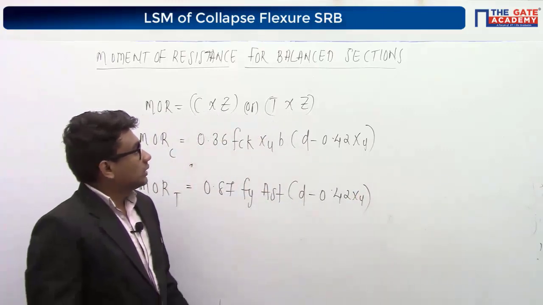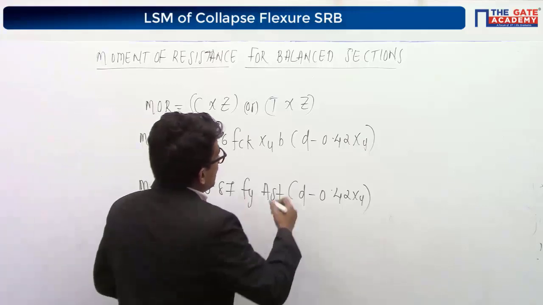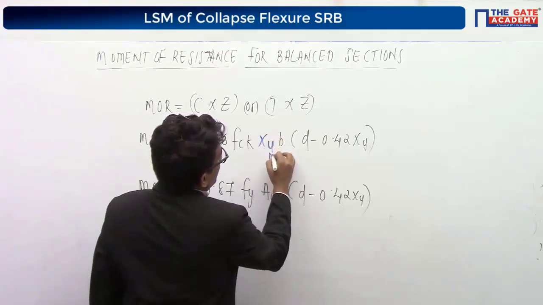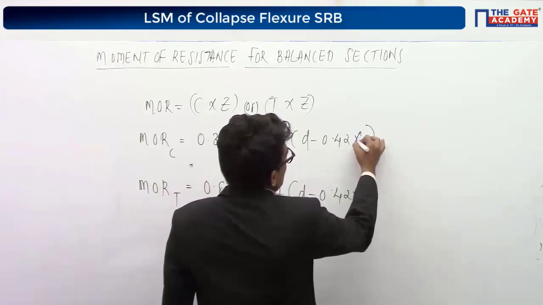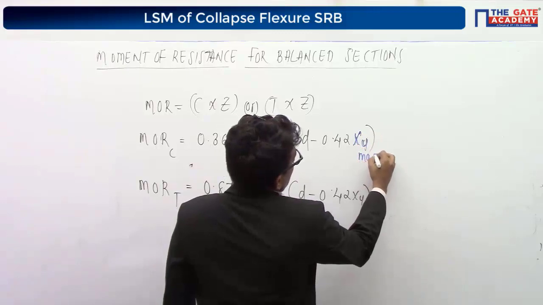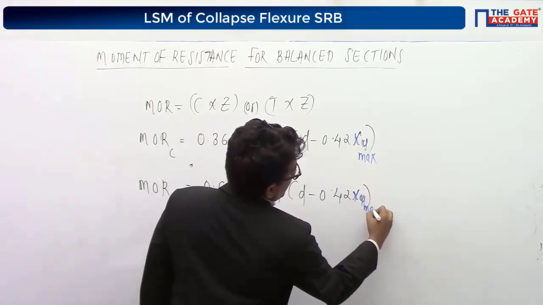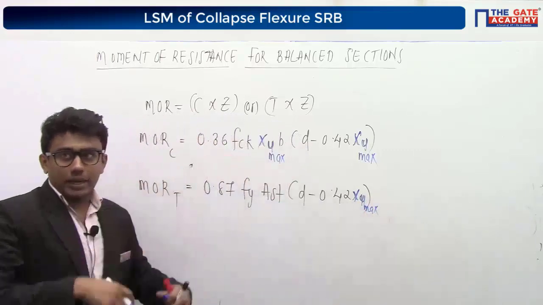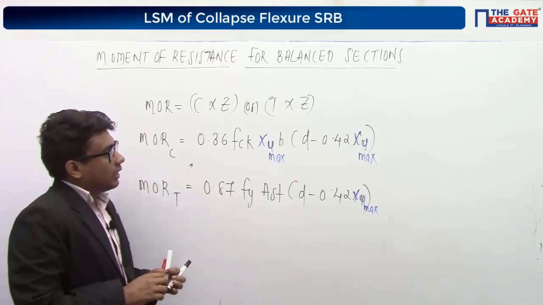See, in balanced sections, we already discussed, this XU will become XU max. For balanced sections, this XU will become XU max, and here also it will become XU max. Better you write it separately: for balanced sections, XU will become XU max. See, one more thing is there.